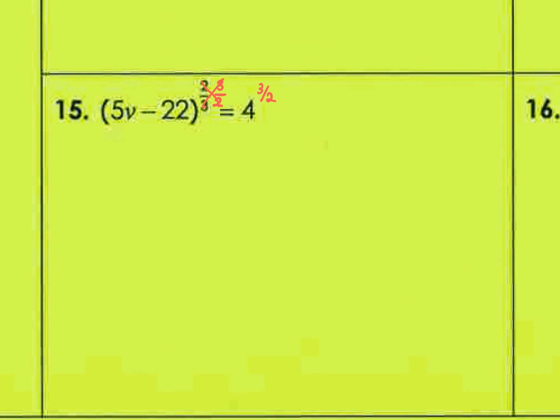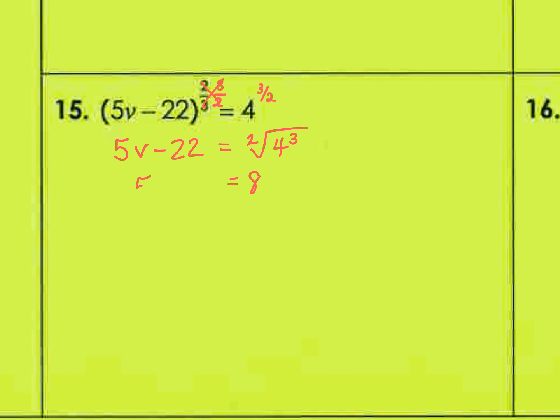I remember this one to the 3/2 is 8. So 5v minus 22, this becomes what? The square root of 4 to the 3rd power, right? Now you can just throw that in your calculator, but 4 to the 3rd power is 64. Square root of 64 is 8. So you can do it in your head too.